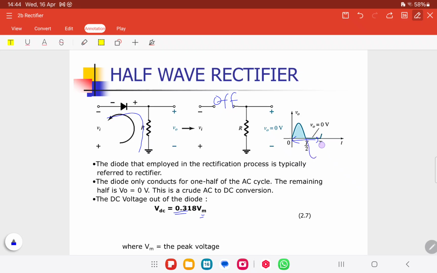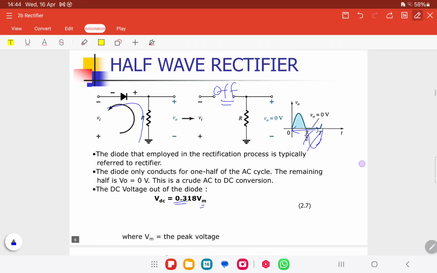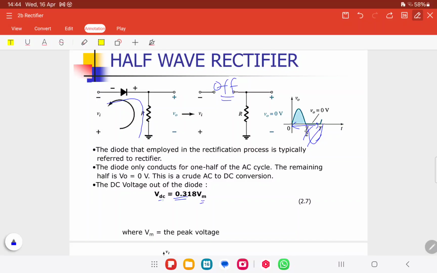For this cycle, and for the next negative cycle, if it is positive, the negative cycle becomes nothing because of the condition of the diode. So for this one, VDC equals 0.318 VM. VM is the peak voltage at this point. Because we want to get a new value of voltage, it is not the same as the AC voltage.